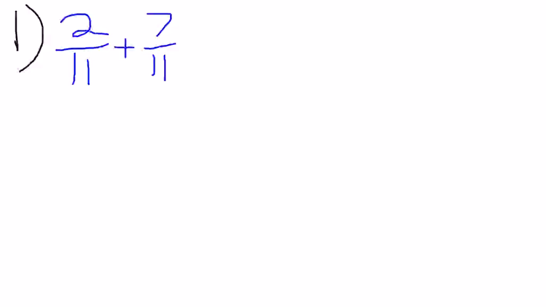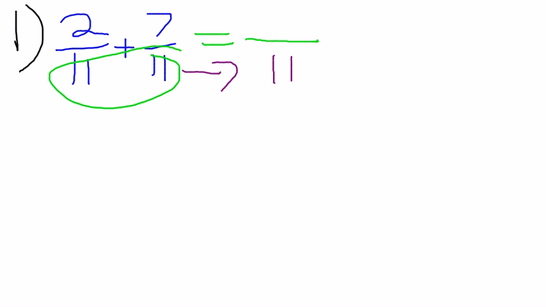So the question is 2 over 11 plus 7 over 11. When you're adding or subtracting fractions, the first thing you want to do is look at the bottom number, that denominator, for both fractions, and ask yourself, are they the same? If they are the same, then the very first thing you're going to do is draw an equal sign and draw a fraction bar, and then the bottom number is going to be the same as the first two, just like that.